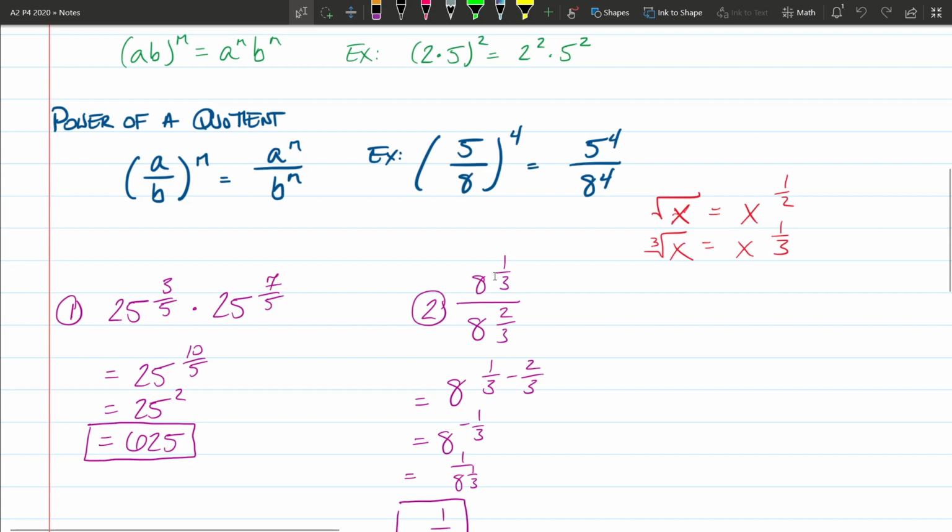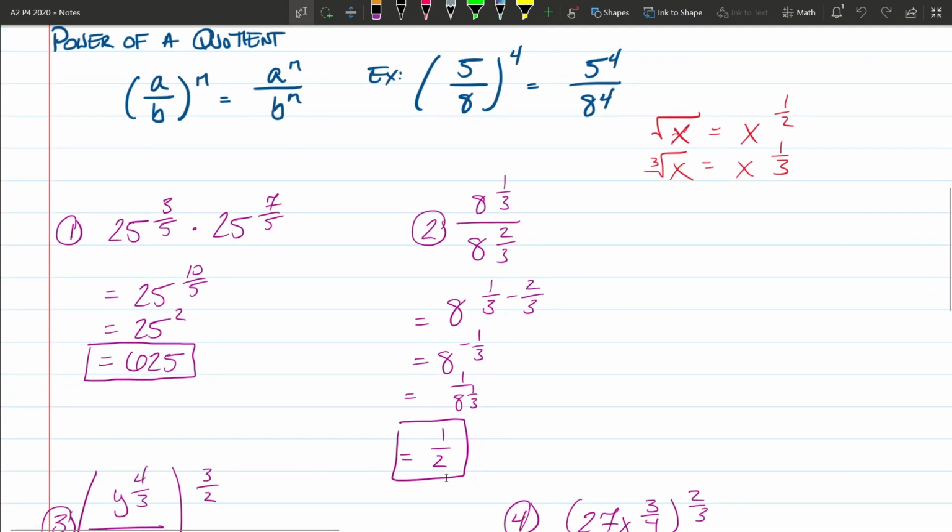Over here, I've got the same thing, sort of, but I'm dividing. So I've got 8 to the 1/3 power divided by 8 to the 2/3 power. What I'm really going to do is subtract these two exponents, and 1/3 minus 2/3 is negative 1/3. When you have a negative power, that means it's going to go on the denominator of a fraction. So I'm just going to put a 1 over this, and that'll give me 1 over 8 to the 1/3 power. And 8 to the 1/3 power is 2, so the answer is 1/2.